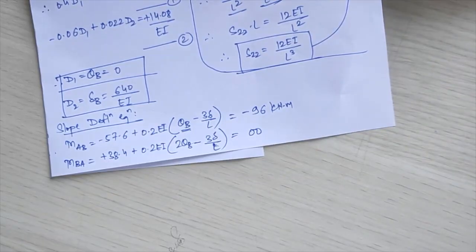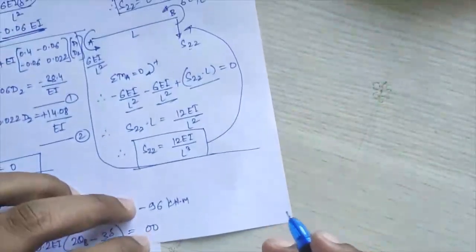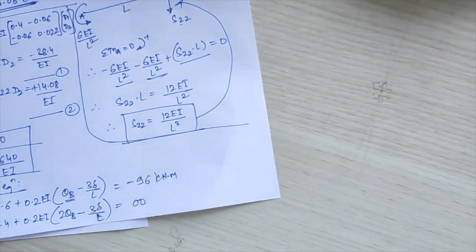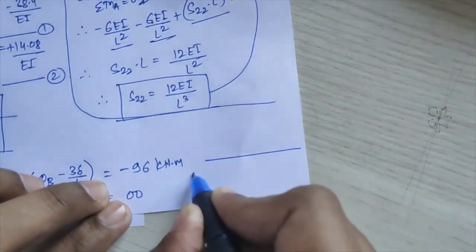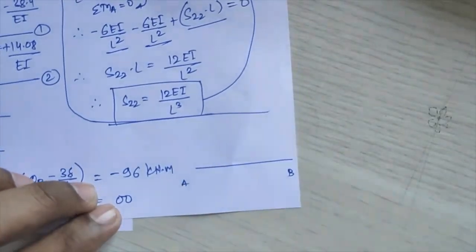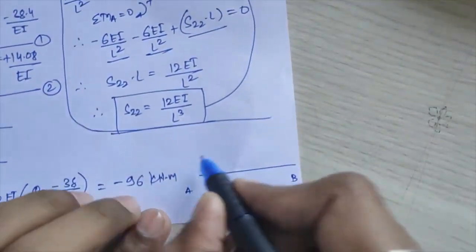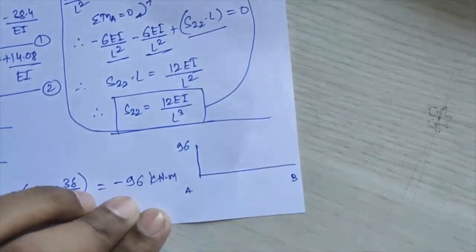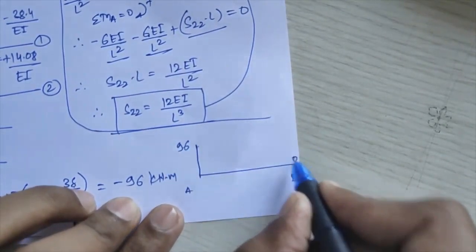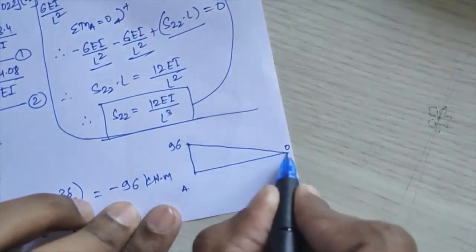Now I will plot my BMD by superposition. Here I will plot that diagram. A, B. At A I am getting this minus 96, so as per sign convention it will be on the upward side, 96. At point B I am getting 0. Join this by a straight line.